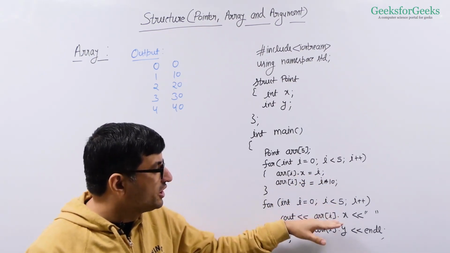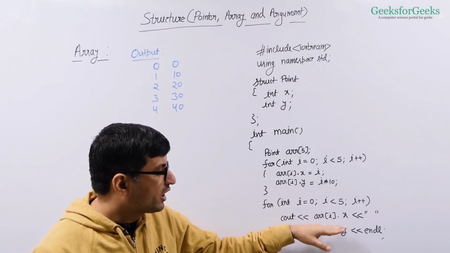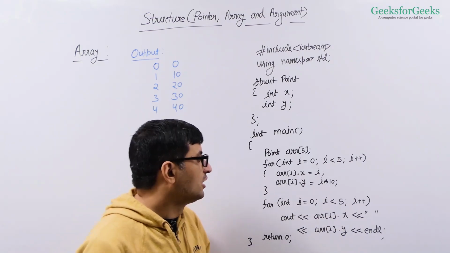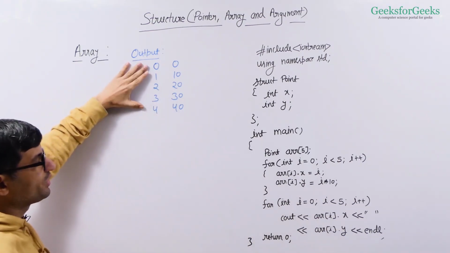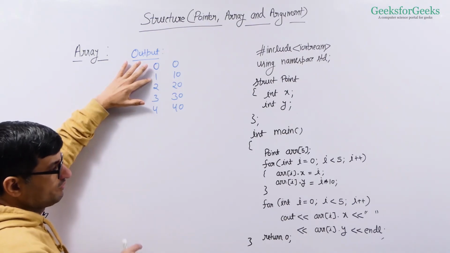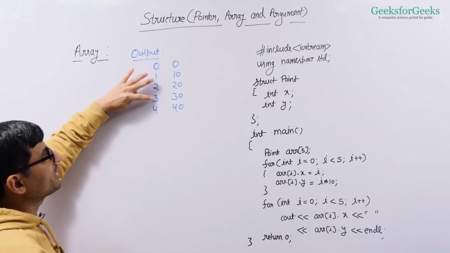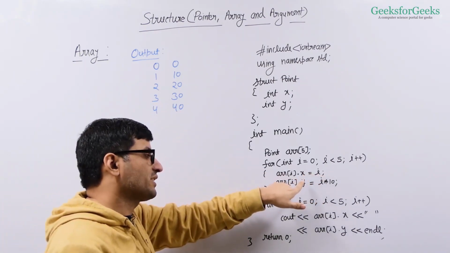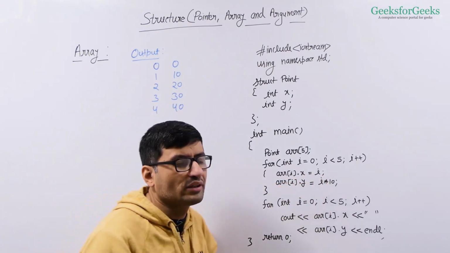And now we print these array elements one by one, and for every element we print its x value and y value. So this is what we get as an output. We get 0, 0 for the 0th element, 1, 10 for the 1st element, then 2, 20, then 3, 30, then 4, 40. Because we have assigned i for x and i * 10 for y.